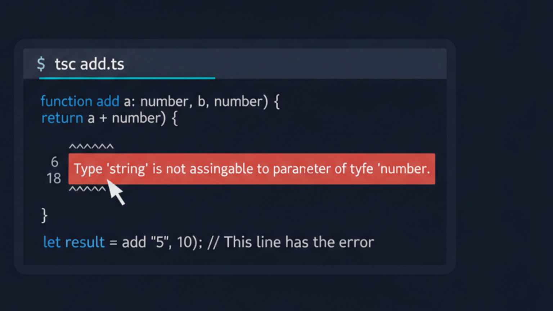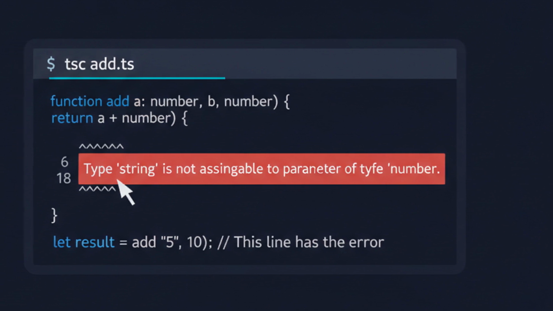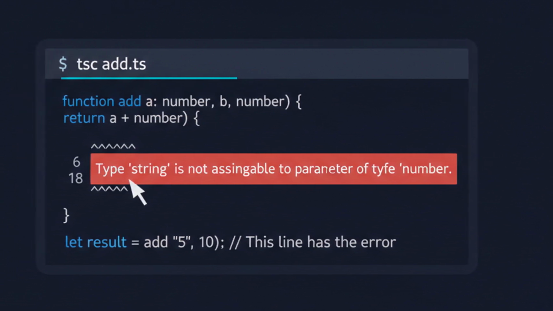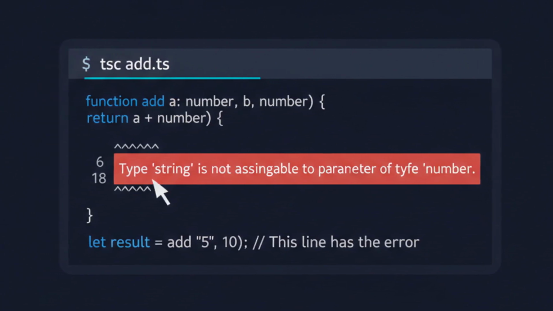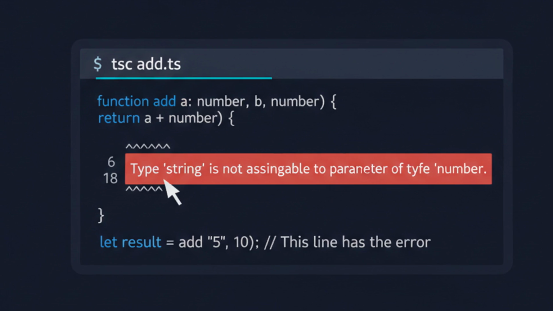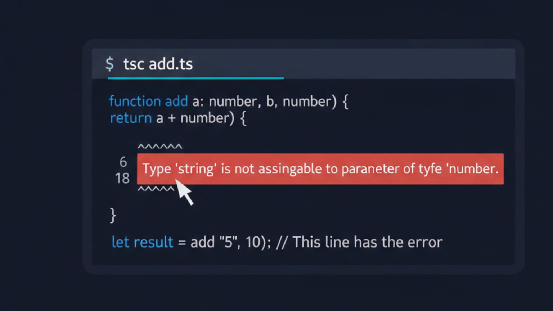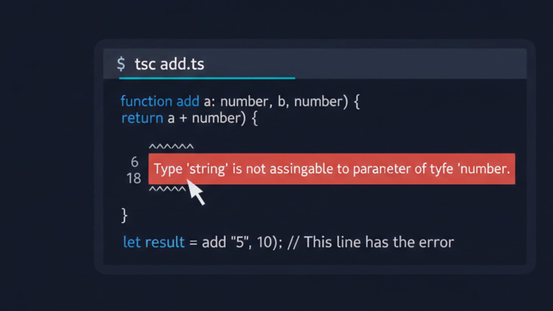Let's actually compile this and see the error. When we run the TypeScript compiler, it catches the mistake and tells us exactly what went wrong and on which line. This is the magic. You find the bug in seconds, not after a user reports a crash. Notice the message? Argument of type string is not assignable to parameter of type number.